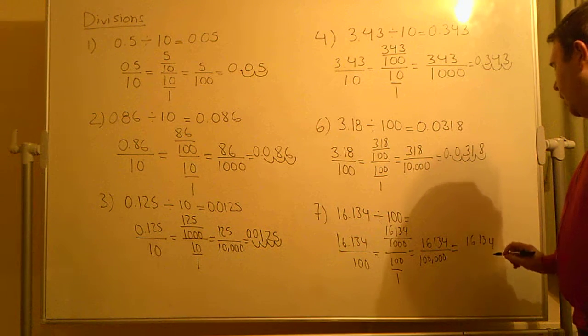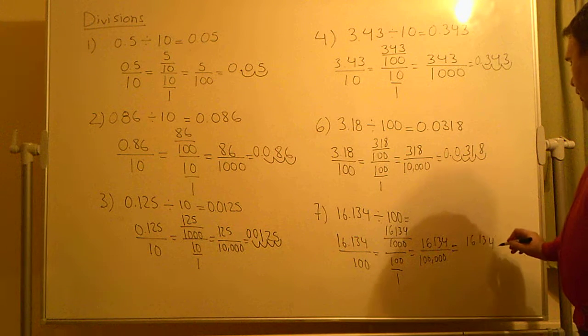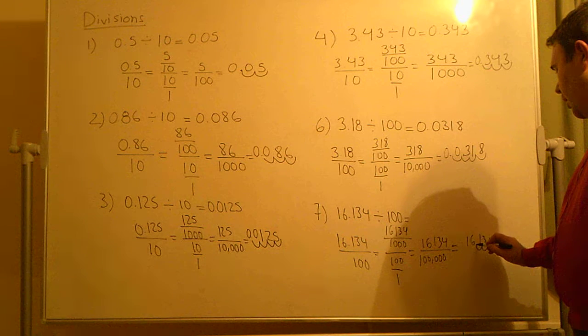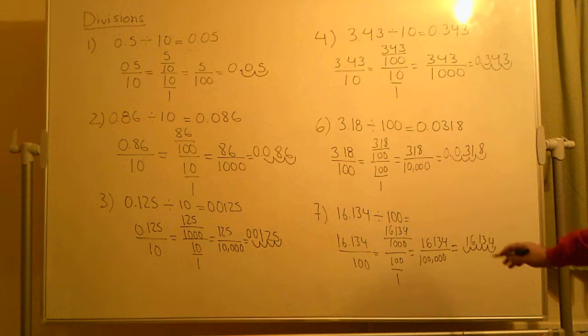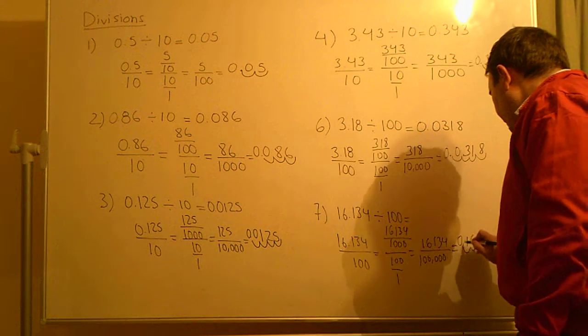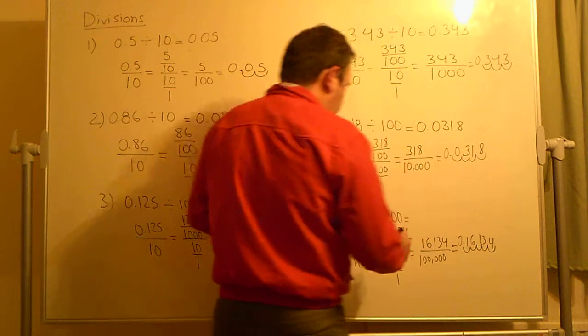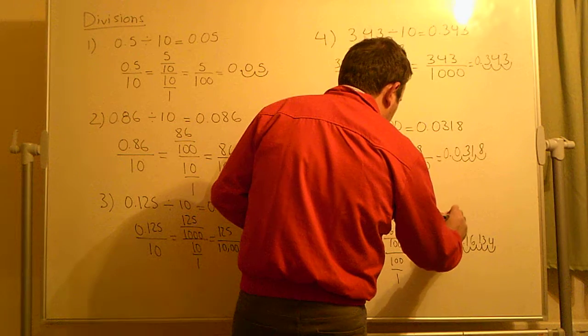16,134, and we need to count the zeros. How many zeros do we have? We have 5, yeah? So we move it 5 units. 1, 2, 3, 4, 5. Yeah? And then the final result would be 0.16134.